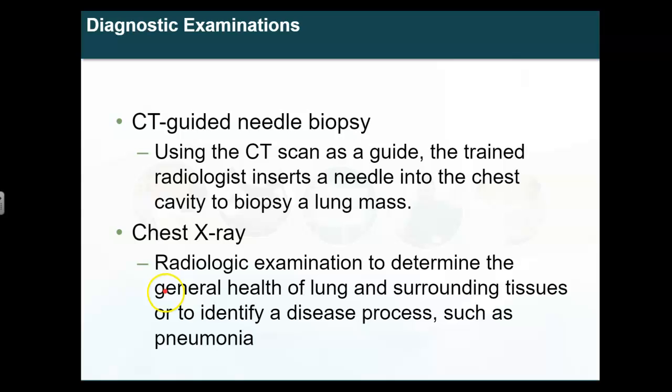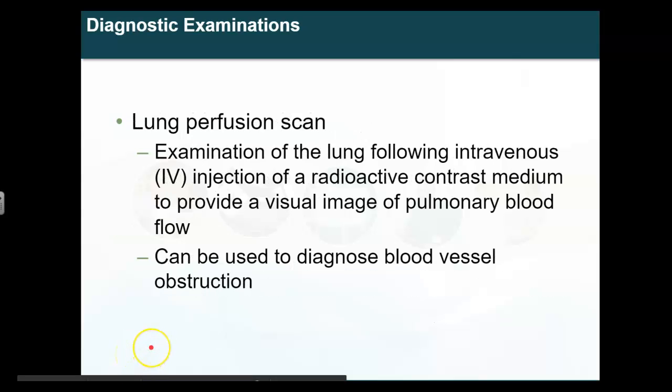Then there's your regular chest x-ray, which is just a radiologic examination to determine the general health of the lungs and surrounding tissues. We can identify if you have pneumonia through a chest x-ray because of the amount of fluid that shows on the chest x-ray. A lung perfusion scan is something that we don't do a ton. It's basically the examination of a lung following an IV injection of a radioactive contrast to provide a visual image of the pulmonary blood flow. So this allows us to see how the blood is flowing through the pulmonary arteries. It can be used to diagnose blood vessel obstruction, but it can be used for some other things too.